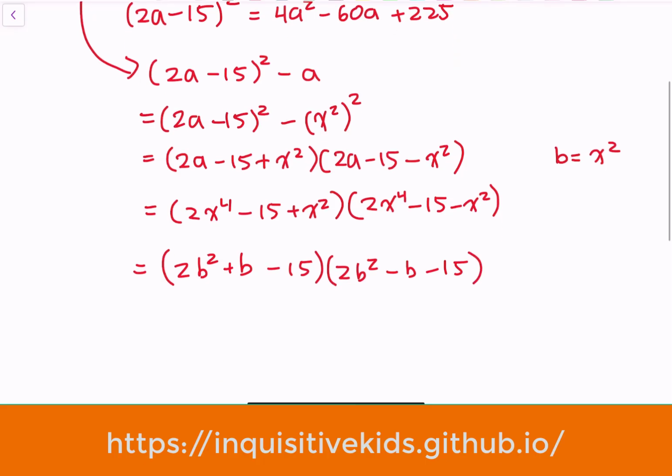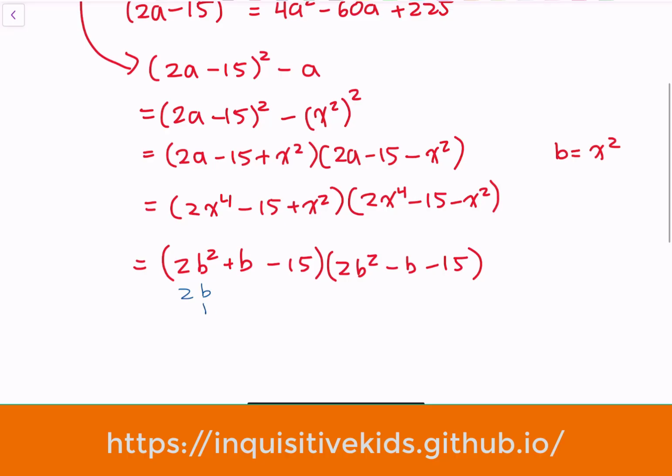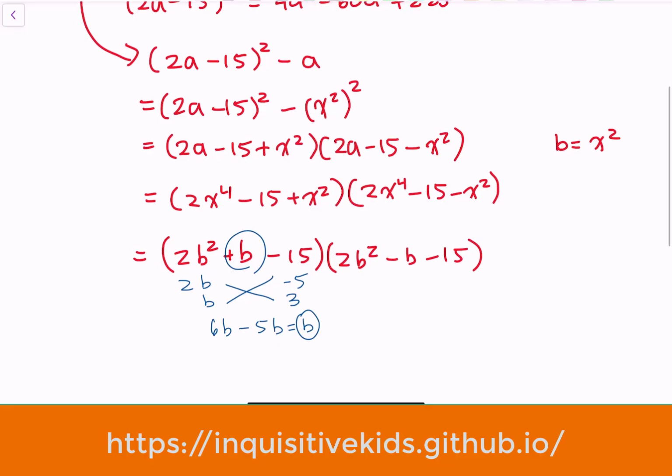So how do we factor this? 2b squared is equal to 2b times b, and 15 can just be 3 times negative 5. So when we do the cross multiplying, we see we have a 6b and a minus 5b. So we are left with just b, and this is the exact same as what we have in the middle. So we can factor the polynomial to be 2b minus 5 times b plus 3. And what about our second polynomial?